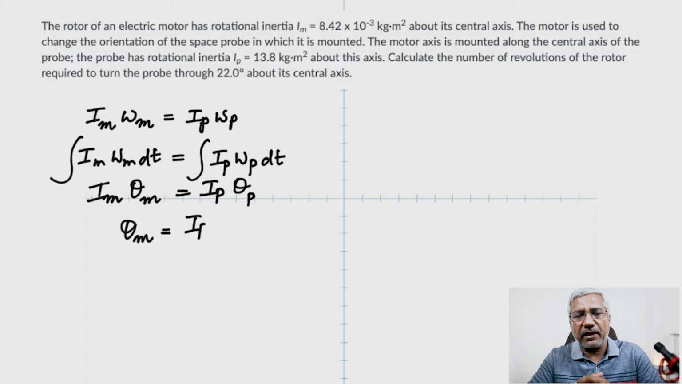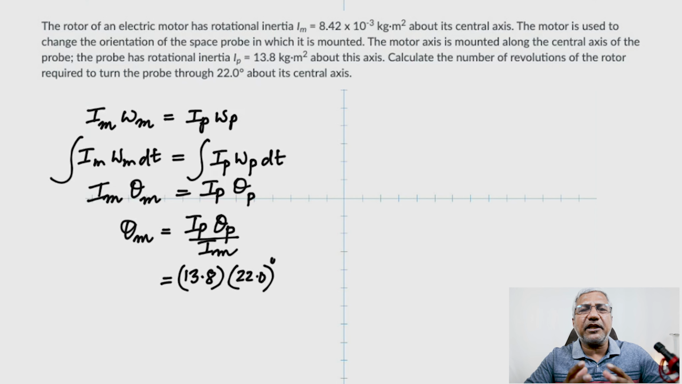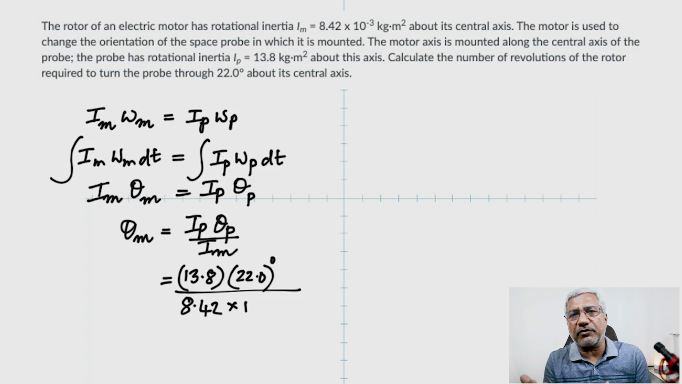Rearrange that. When you rearrange that, you get theta_m in terms of theta_p. That is so simple. We're given the values of I_p and I_m. That is I_p. And then we have theta. We can keep it in degrees in this case, because if you keep the angle in degrees, you're going to get the other angle in degrees. If you change it to radian, which is not necessary here, you're going to get it in radians. So better keep it in degrees.